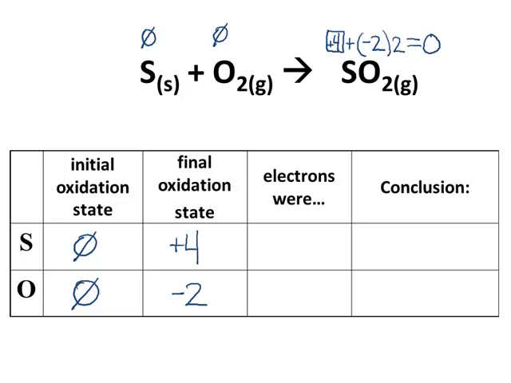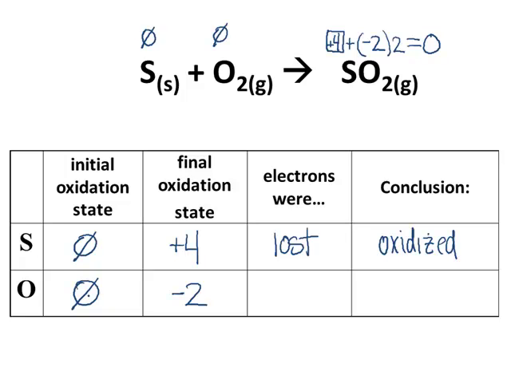Well, for the sulfur to start at 0 and move to a +4, the electrons must have been lost or given up. In other words, sulfur lost access to electrons in this process. Leo the Lion reminds us that when something loses electrons, it's oxidized. So we'd say that sulfur was oxidized during this chemical reaction. We know the reverse has to be true for the other element, but let's check just to be sure.